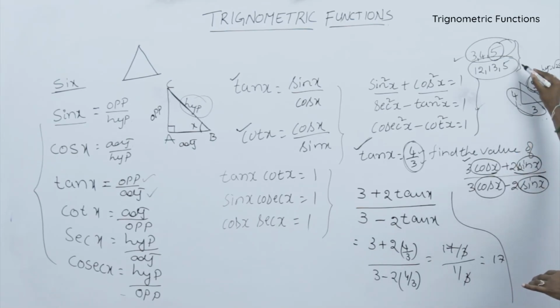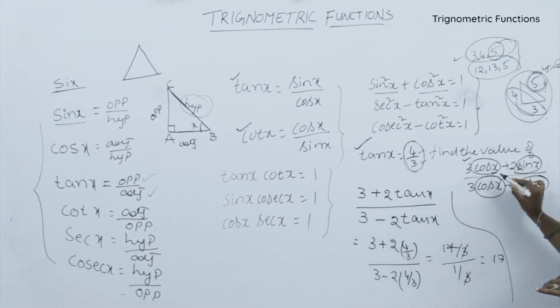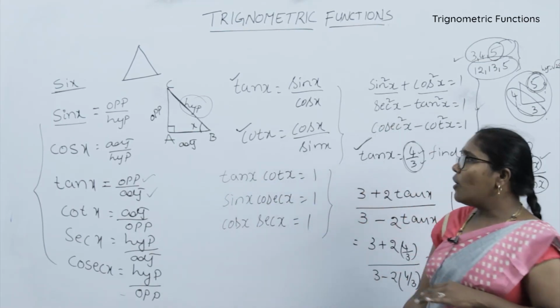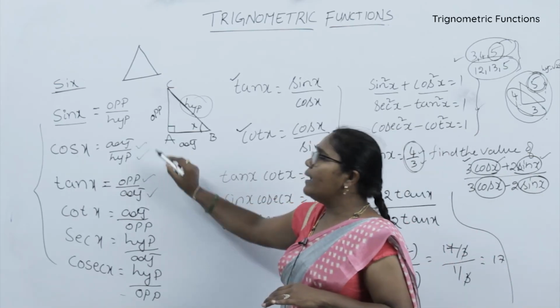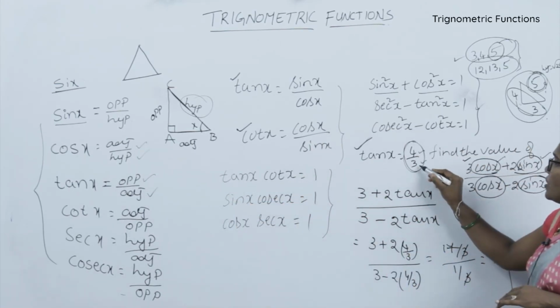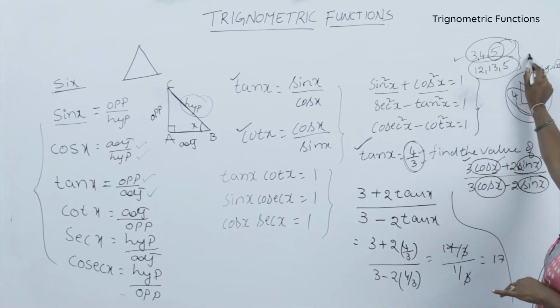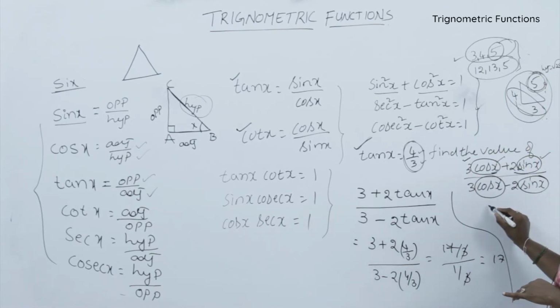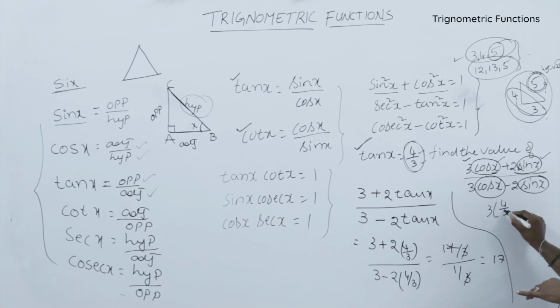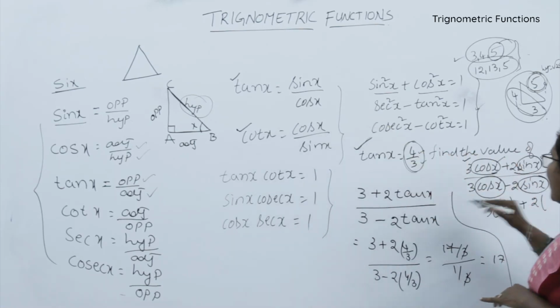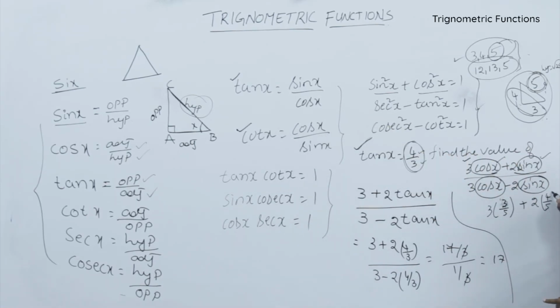Now, after knowing these three sides, what is the value of cos and what is the value of sine, using the definition? What is the cos here? Cos means adjacent by hypotenuse. You know the adjacent value is 3 and the hypotenuse value is 5. So now I am substituting here: 3 into 3 by 5 plus 2 into sine. What is sine here? Opposite by hypotenuse. So I am writing here 4 by 5, whole divided by 3 into 3 by 5 minus 2 into 4 by 5.